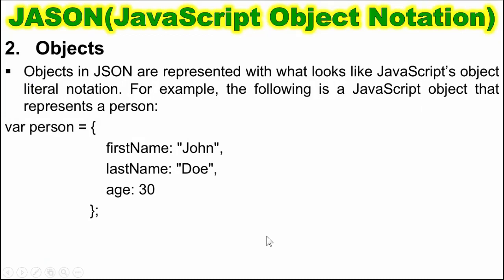Number 2. Objects. Objects in JSON are represented with what looks like JavaScript object literal notation. For example, the following is a JavaScript object that represents a person. The object variable person has properties such as first name, last name, and age, containing data values such as John, Doe, 30 respectively.